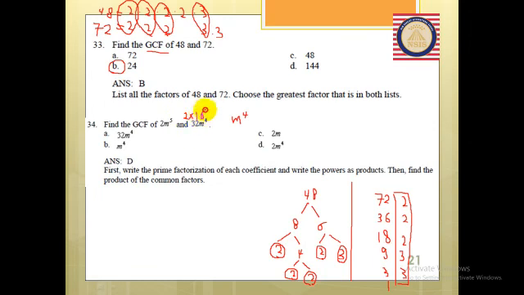12 is 6 times 2, and 16. So it's 2 times 16. So I can take 2 from here and 2 from here. So my greatest common factor is 2m power 4, which is D.